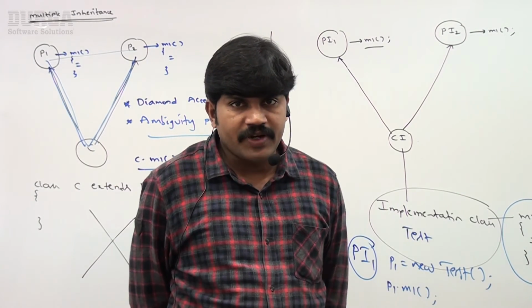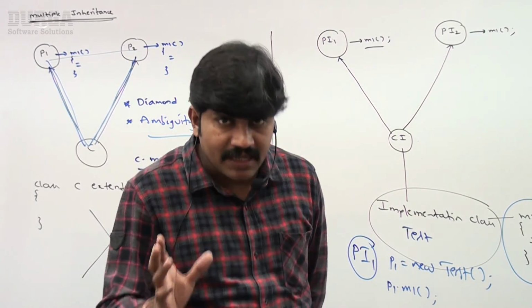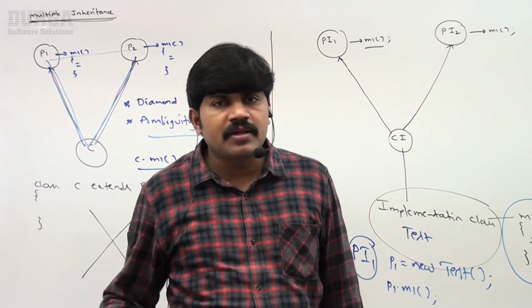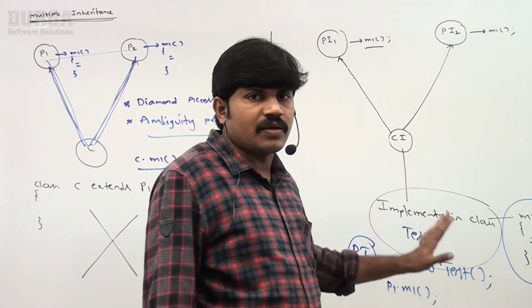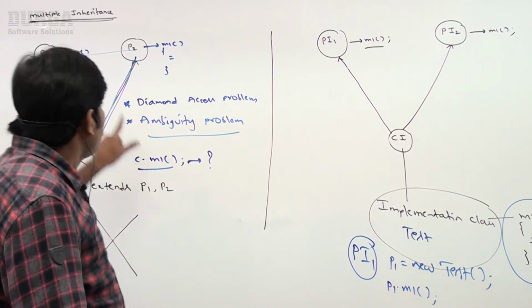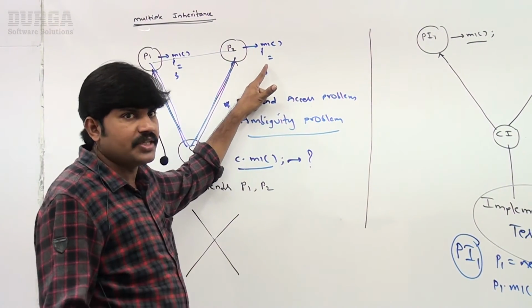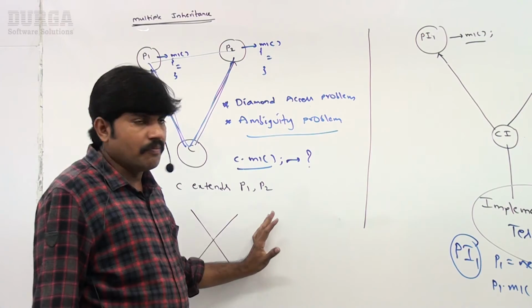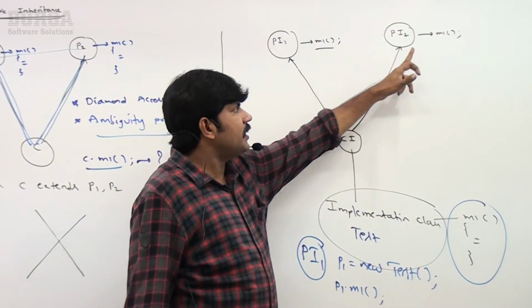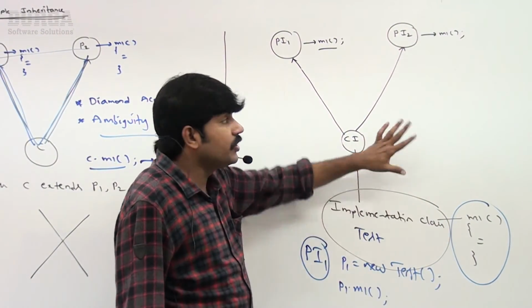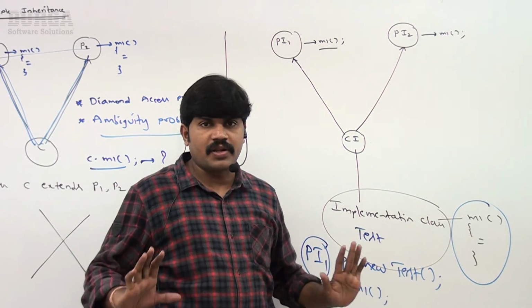Clear, right? So what is the reason? The ambiguity problem, the diamond problem, because of that. Next, why is this problem only in classes but not in interfaces? Because in classes multiple method implementations are there. Which method do I have to execute? That's why the problem is going to come. But in interfaces only declarations are available but not implementation. That's why there is no such problem in interfaces, right?